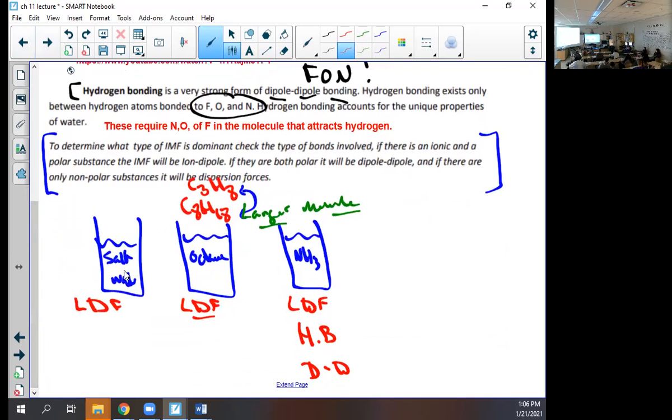All right, salt water. Remember, because this is on here a ton. It's all of them. It's all of them. Ion-dipole, dipole-dipole, London dispersion, and hydrogen bonding. It would have all of them.